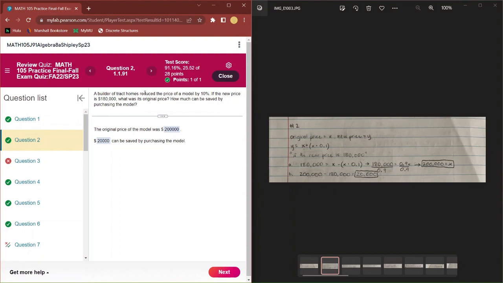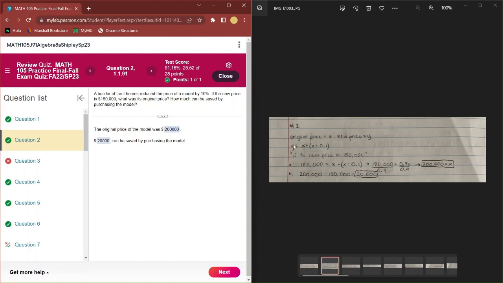Number 2, a builder of tract homes reduced the price of a model by 10%. If the new price is 180,000, what is its original price? How much could be saved by purchasing the model? So focus on the numbers. What's the price of the model? 10%, aka 0.1, and the new price is 180,000.